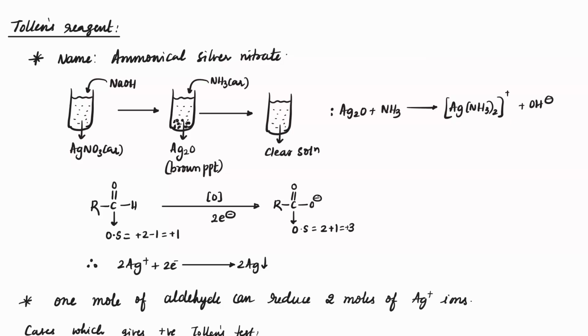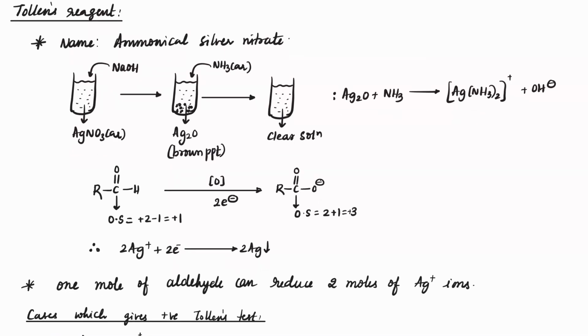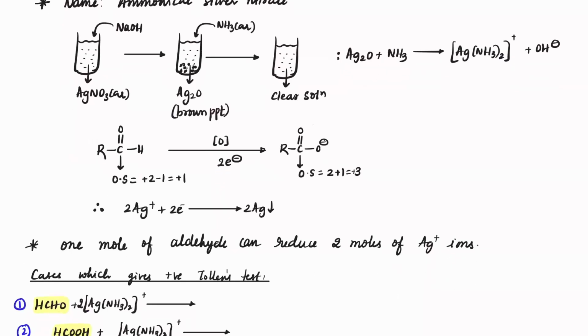This is the complex form which you will get. Now notice the oxidation state of the aldehyde carbon, guys. Aldehyde in this case possesses oxidation state +1. After it becomes an acid, it will have +3. So the number of electrons transferred is 2, which means I require 2 moles of silver ions to get precipitated. So 2 moles of silver will get precipitated during the reaction. For every 1 mole of aldehyde to get oxidized, 2 moles of silver have to get reduced.